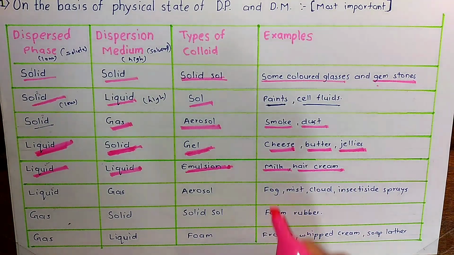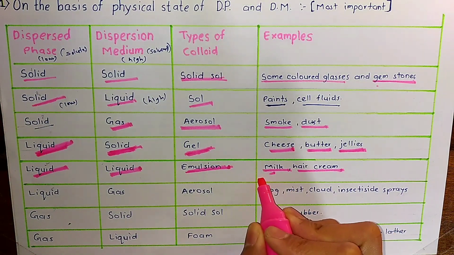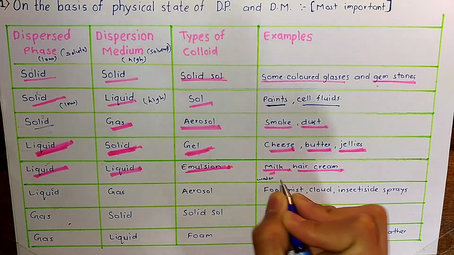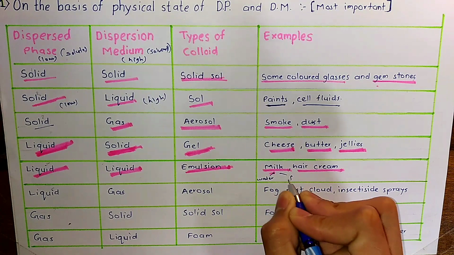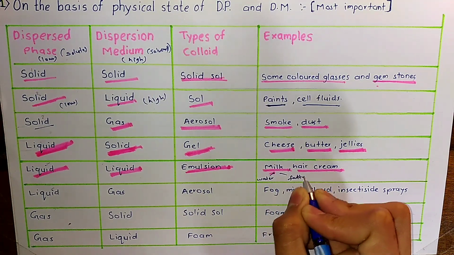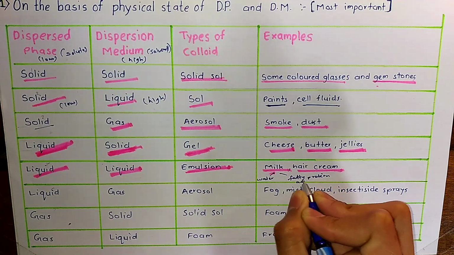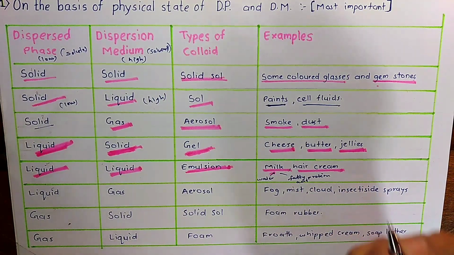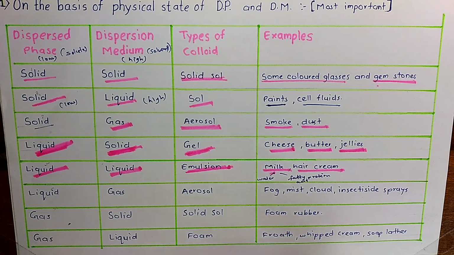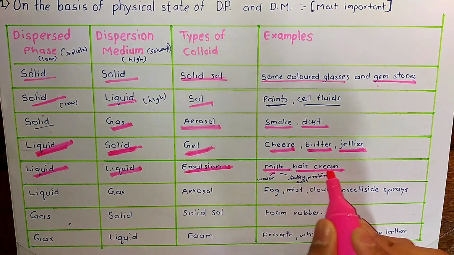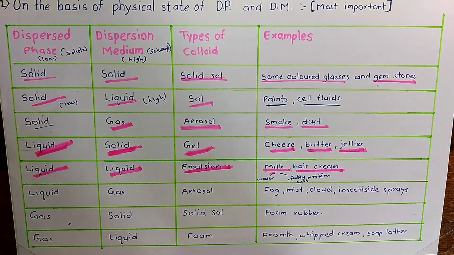Milk has two contents: one is water, and the second is fatty acid, protein, and many other things. Milk is the example of an emulsion, and the second example is ice cream.